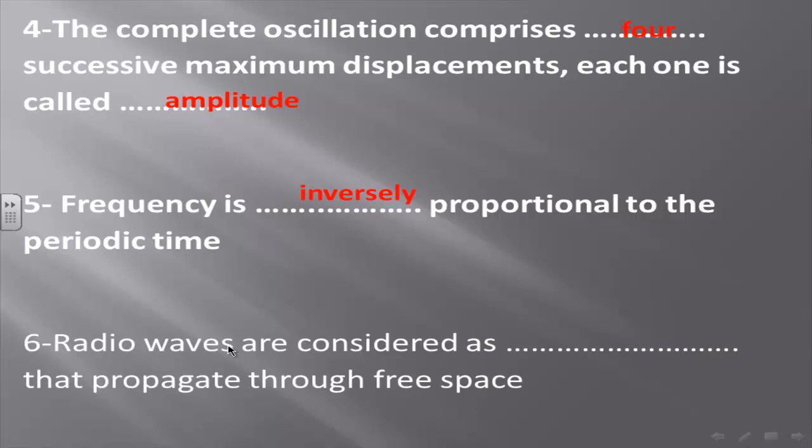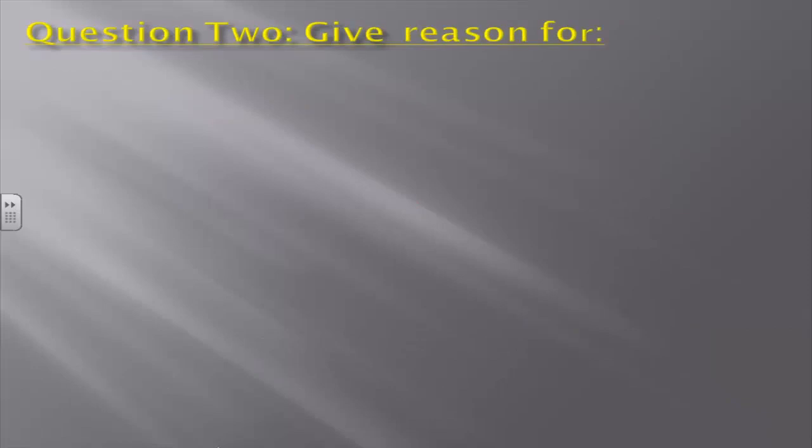Question number 6. Radio waves are considered as electromagnetic waves that propagate through free space. So radio waves are from electromagnetic waves because they propagate in space. Now we are moving to the next question.